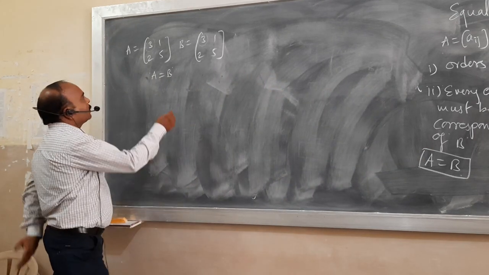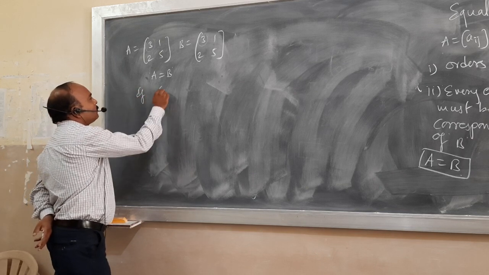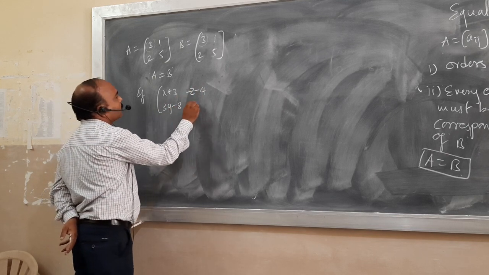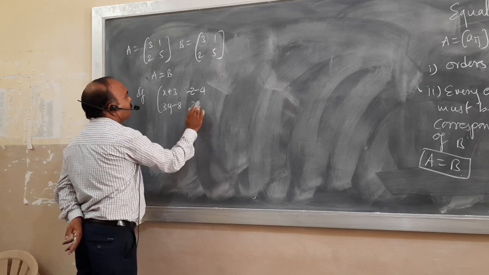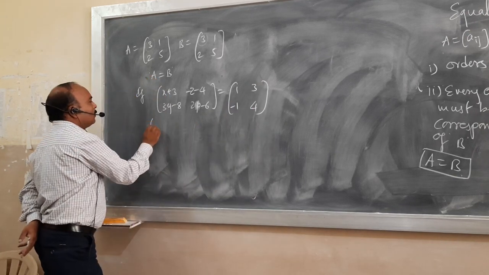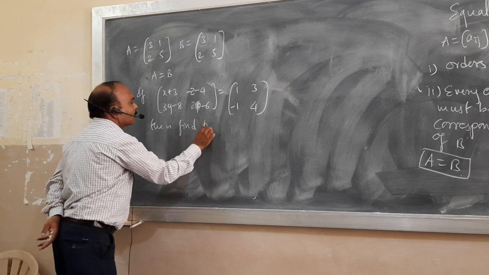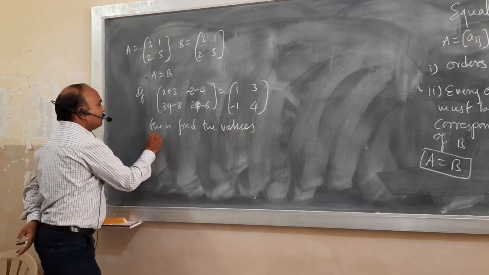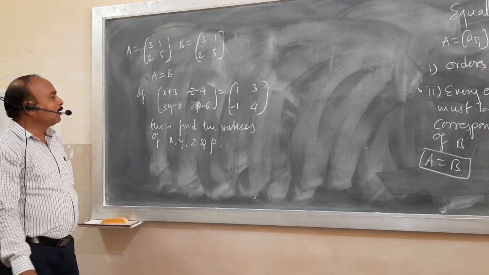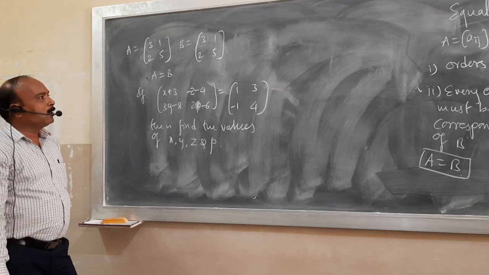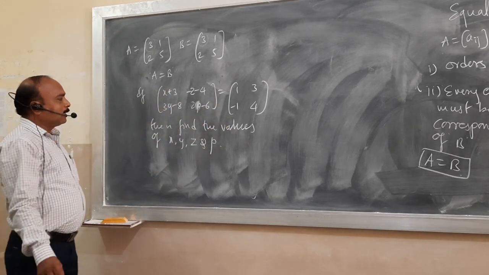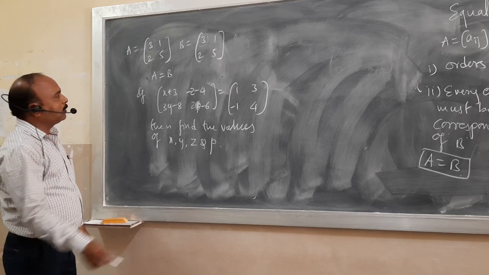Now by doing this you can solve some examples. Suppose you are given [x plus 3, z minus 4; 3y minus 8, 2p minus 6] equal to [1, 3; minus 1, 4]. Then find the values of x, y, z and p. These four variables we calculate by using the definition of equality of matrices. It is already given that these two matrices are equal. Then directly we take corresponding elements are equal by using the definition.